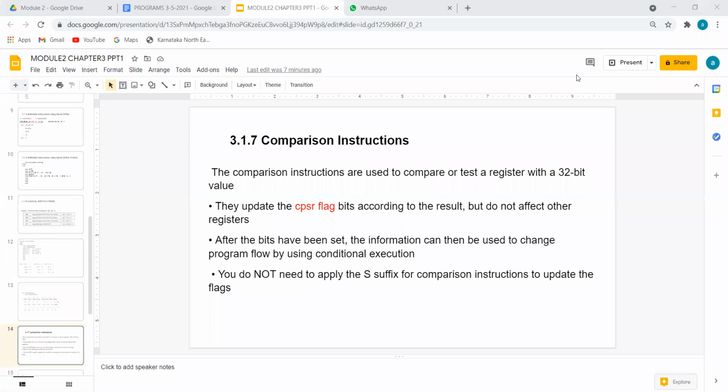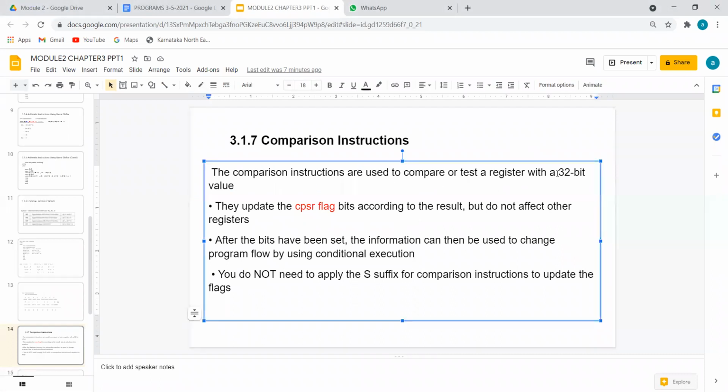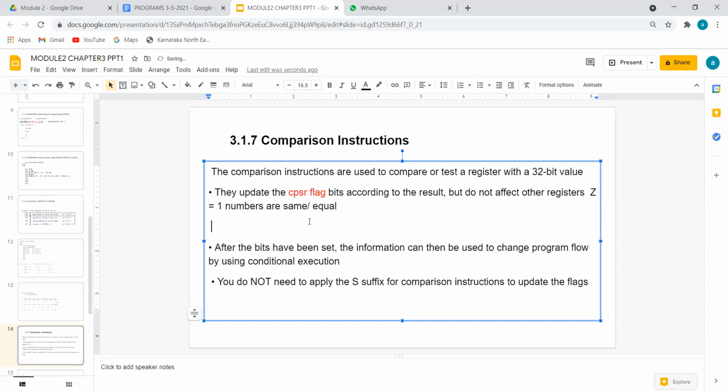Okay, next set of instructions, comparison instructions. So two numbers will be compared and both numbers should be 32 bits. And answers will not be like greater, lesser, smaller, higher. Okay. So only we can see the change in the CPSR flag, that too the bit Z. If Z is equal to 1, we should assume both numbers are same. Also, we can assume it as equal.